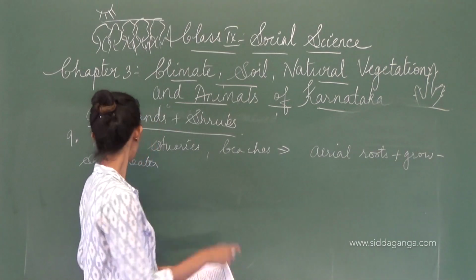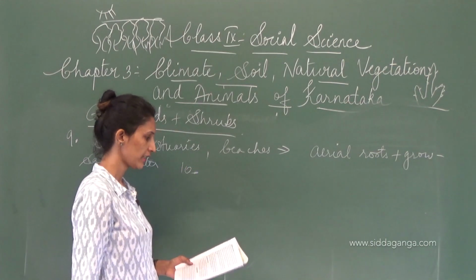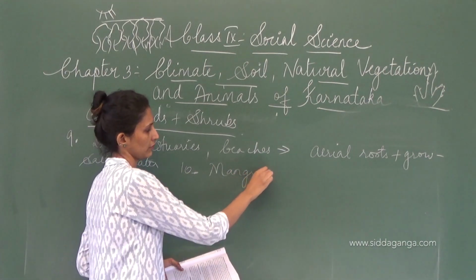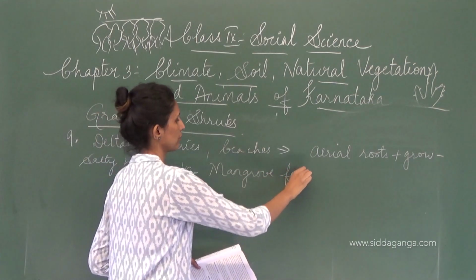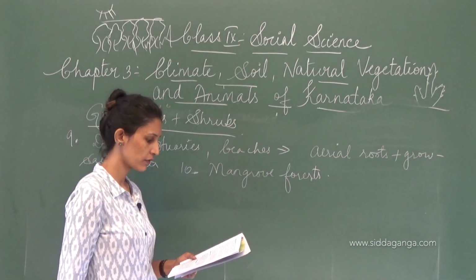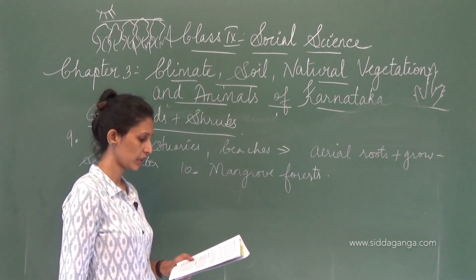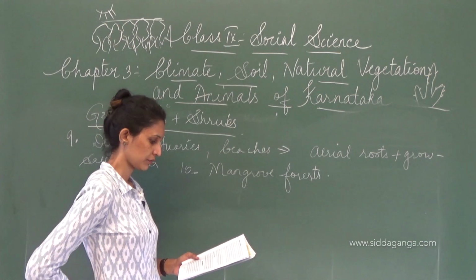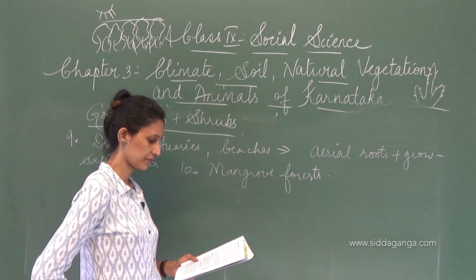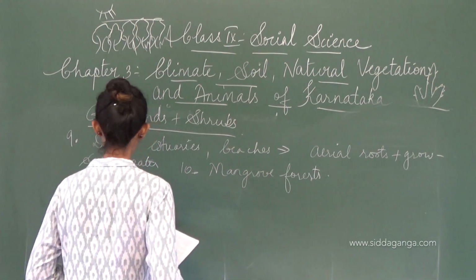The 10th point, these are called mangrove forest. So what are they called? They are called mangrove forest. Now we don't have much of this vegetation in Karnataka. Alright, the 11th point.